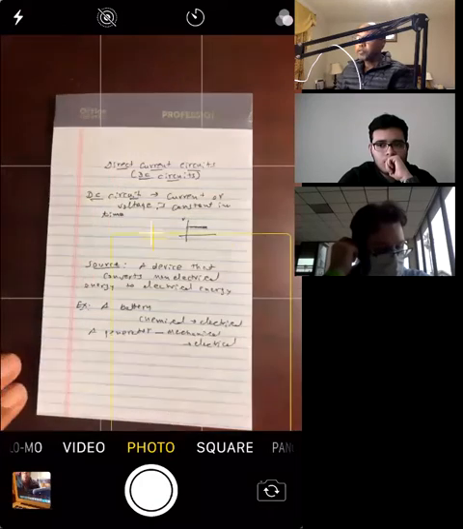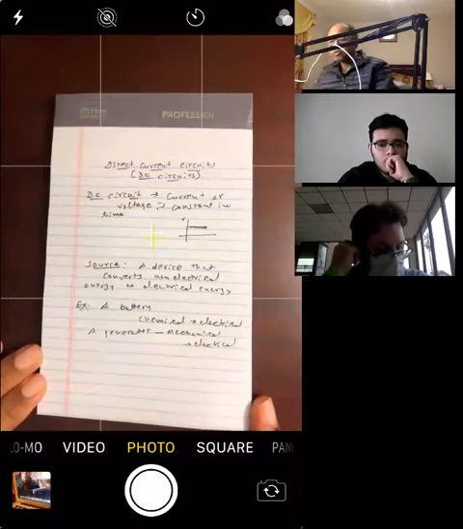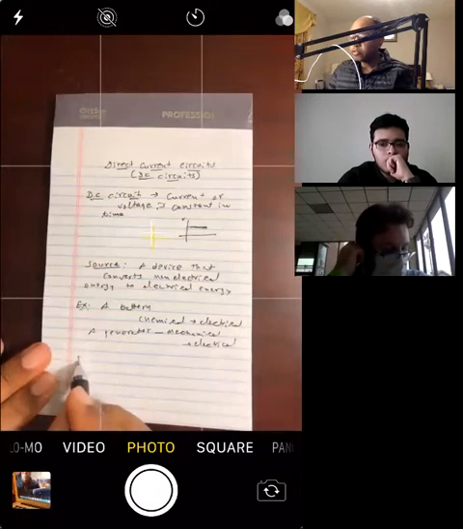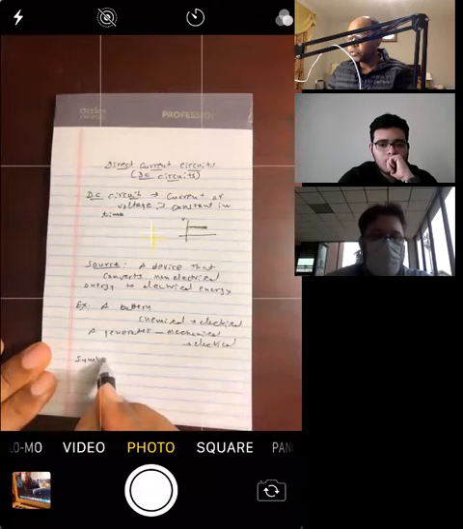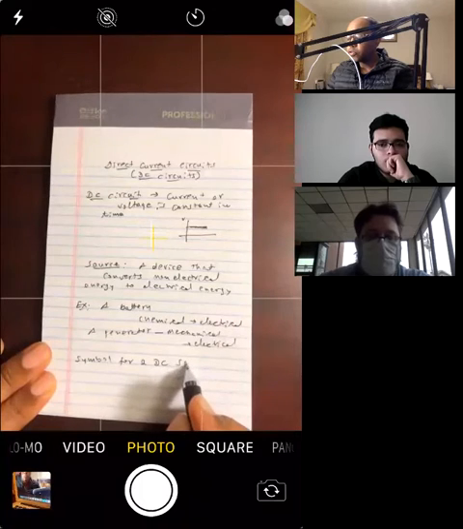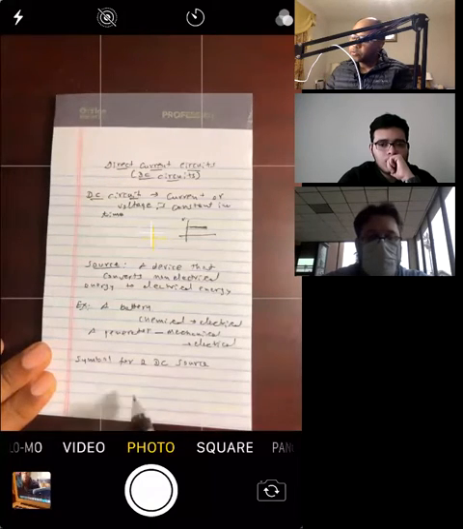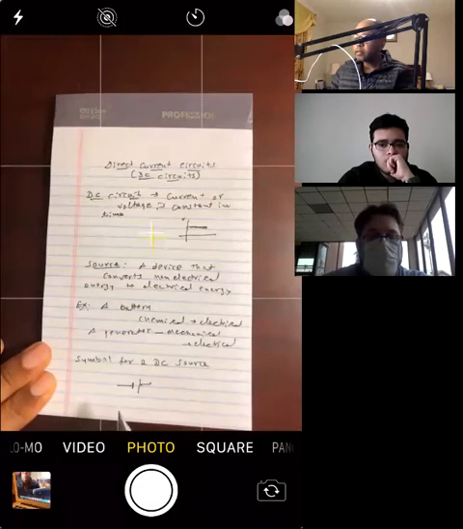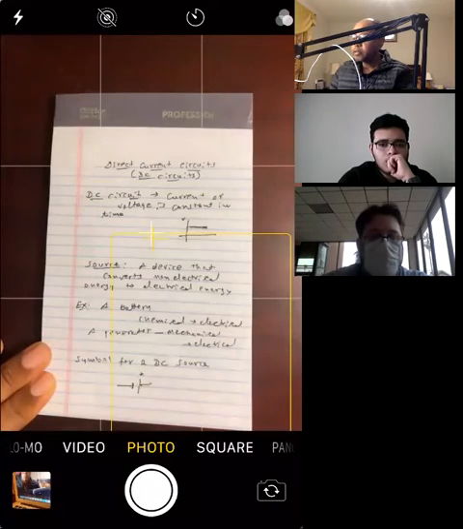All right. So we've already used the symbol for a source, but let me give it again. The symbol for a DC source is one long line, one short line. The long line is the positive terminal. The short line is the negative terminal.